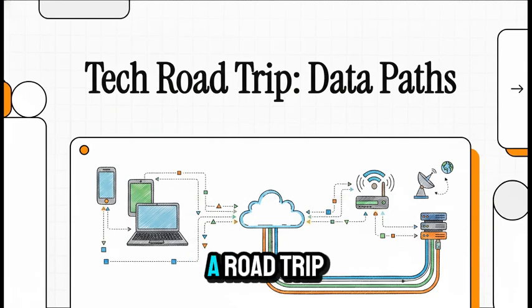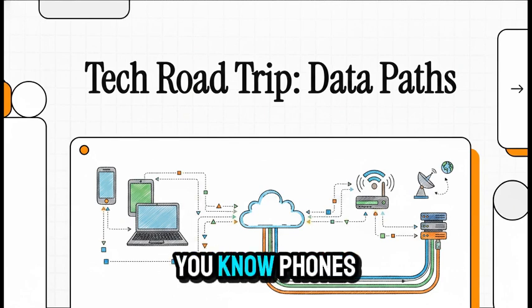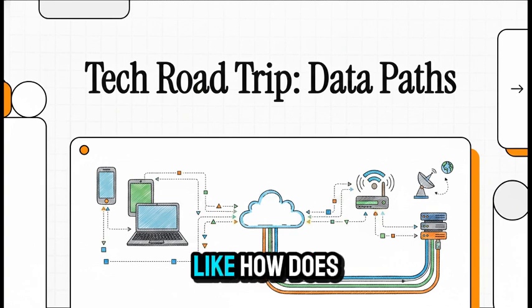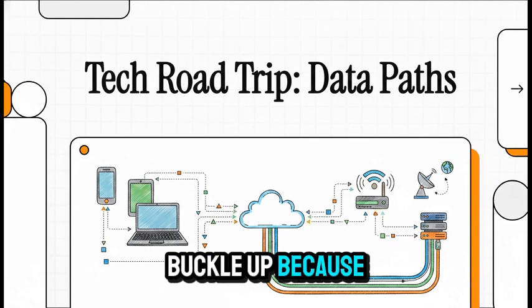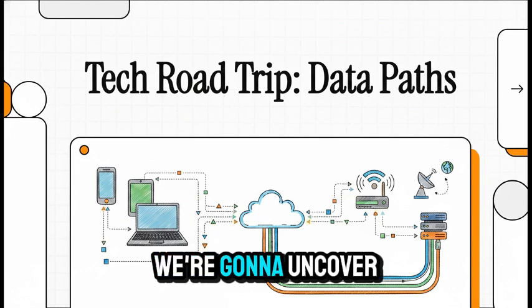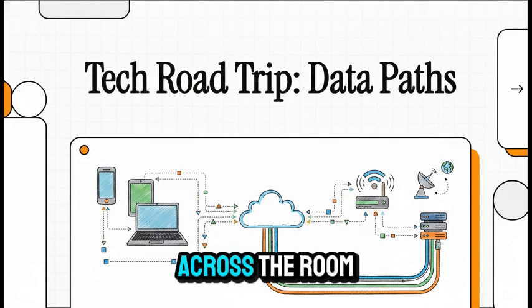Today, we're going on a road trip, but not in a car, we're going on a tech road trip. Have you ever stopped to wonder how our devices, phones, tablets, computers, how they actually talk to each other? Like, how does a message get from my phone all the way to yours? Well, buckle up, because today we're exploring the super cool paths that make all of this possible. We're going to uncover the secrets of how data travels across the room and even across the entire world.